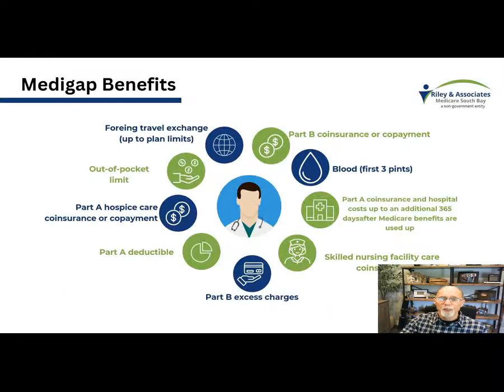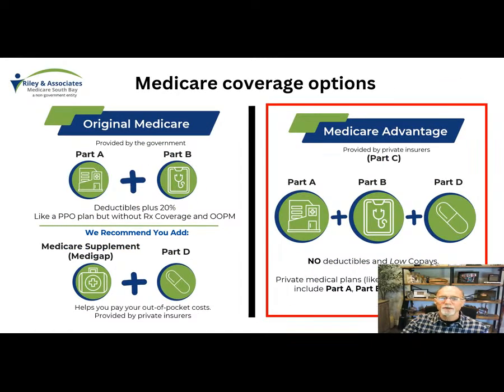Okay. So here are some of those costs that are being covered. Your Part B co-insurance and co-payment, the 3 pints of blood that Medicare does not cover, your Part A co-insurance and hospital out-of-pocket costs, skilled nursing, Part B excess charges, Part A deductible, hospice, out-of-pocket maximum, and travel as well. They give you some for travel, which is $50,000.